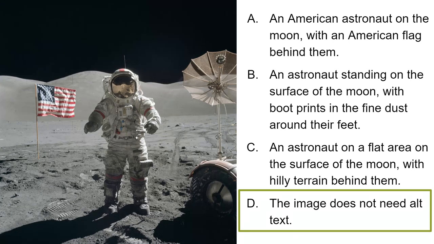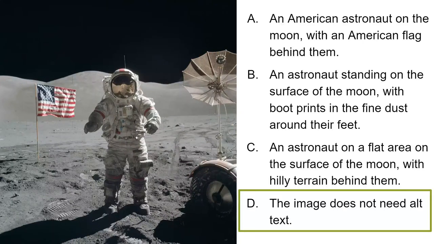Note that it's not important to say "image of" or "picture of" in your alt text. The screen reader will automatically announce that it's an image. You might want to say something to describe the type of image if it's relevant, like "screenshot of," or "child's drawing of," or "computer rendered image of."